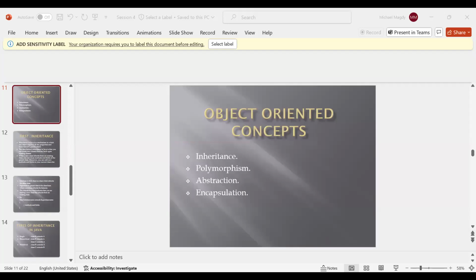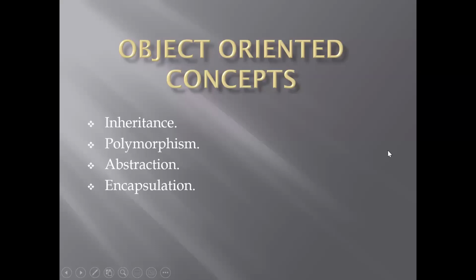Yep. Okay, great. So here in object-oriented, we have four main concepts. We still didn't talk about any of them, which are inheritance, polymorphism, abstraction, and encapsulation. Okay.